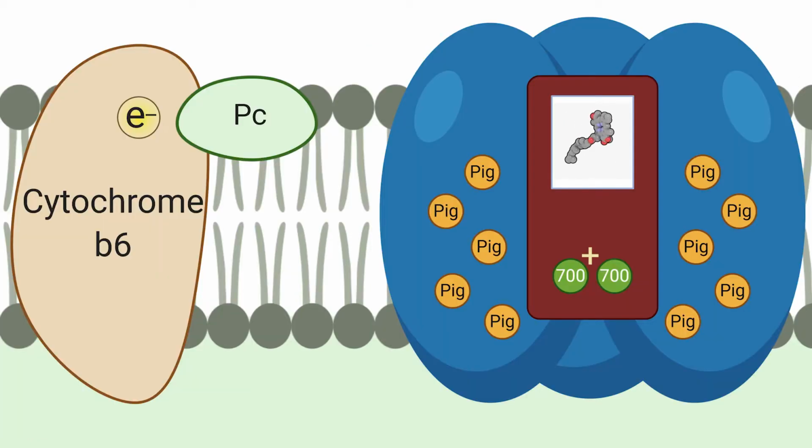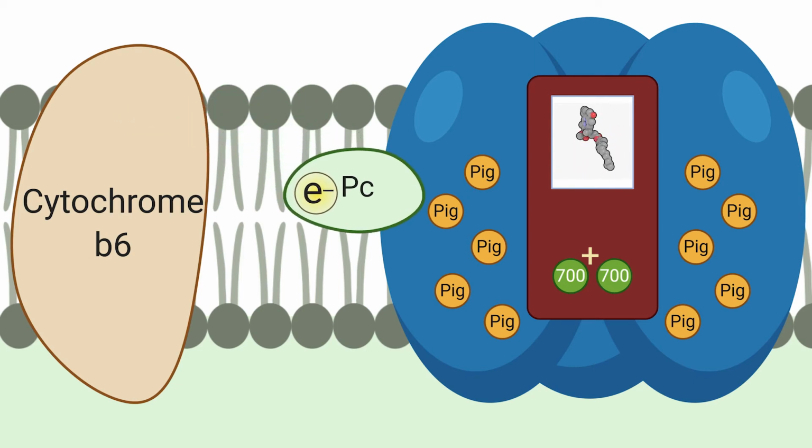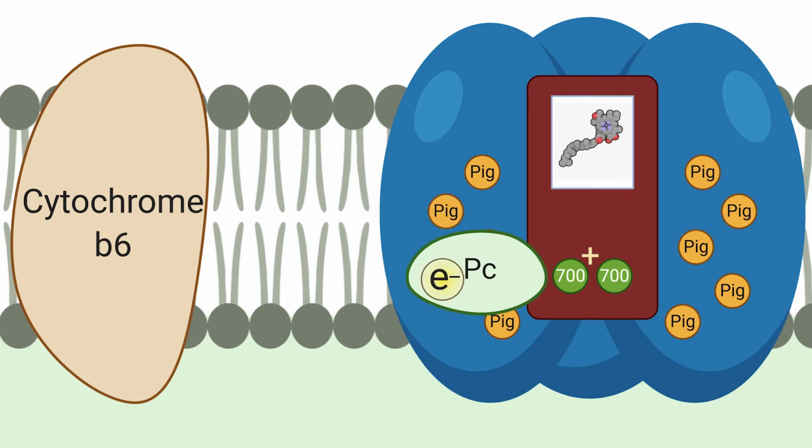Remember those electrons from photosystem II? The last we saw of them, they were bouncing around inside cytochrome B6. Well, now they are picked up by plastocyanin and transferred to the chlorophyll 700 in photosystem I to reduce it from chlorophyll 700+ to chlorophyll 700.